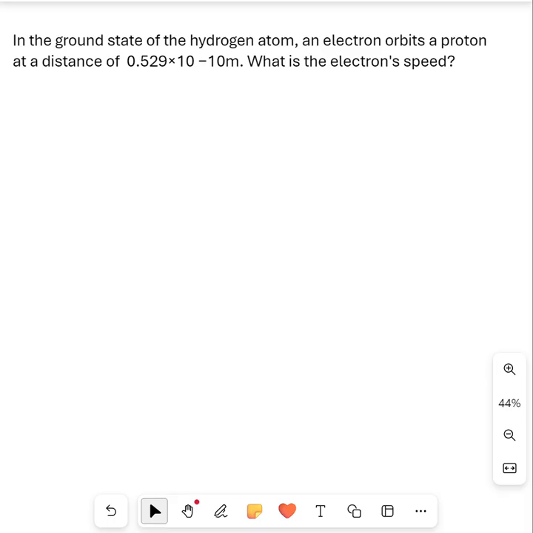I'll be solving this simple physics question, and the question says: in the ground state of a hydrogen atom, an electron orbits a proton at a distance of 0.529 × 10^-10 meters. What is the electron speed?